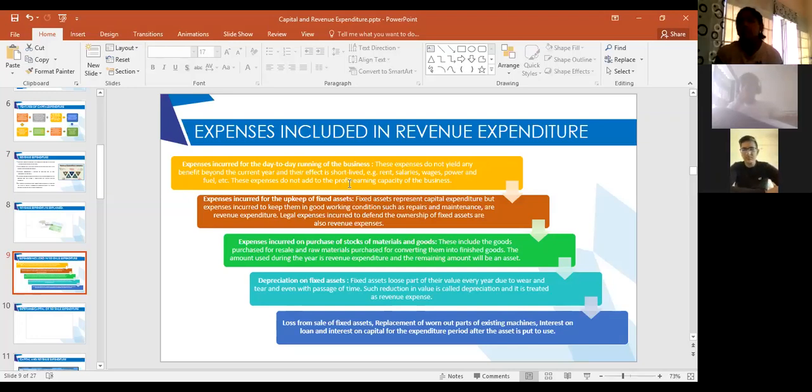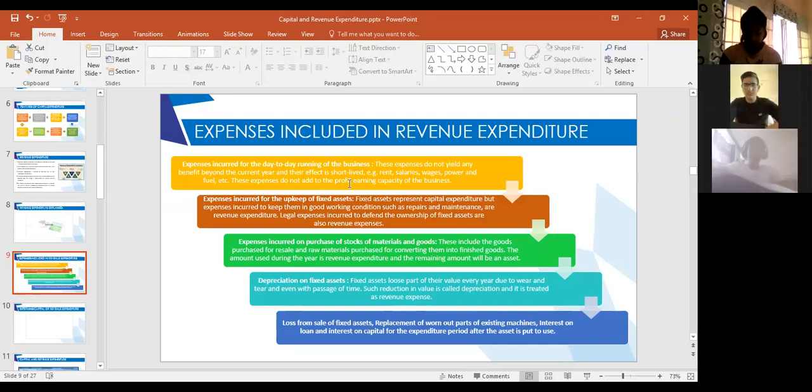So that will also be shown in the trading and profit and loss account as a revenue expenditure. Is it clear? Yes, ma'am.